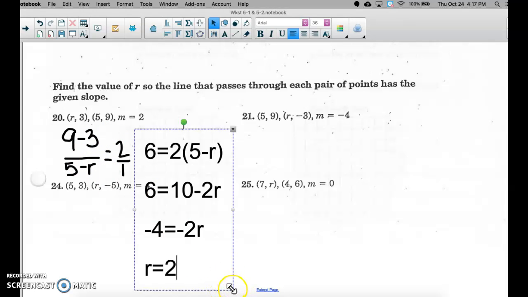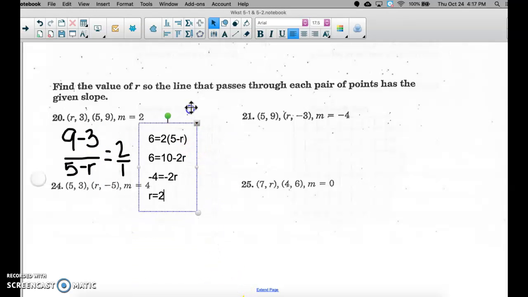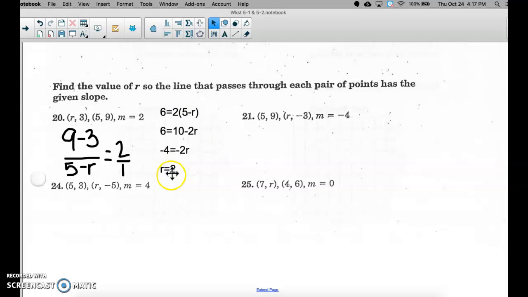Now, we can even go back. I'll make this a little bit smaller. We can go back and check to make sure this works, too. We can plug this in and say 9 minus 3 is 6. 5 minus 2 is 3. Is 6 divided by 3 2? Yes, it is. So we are good to go.